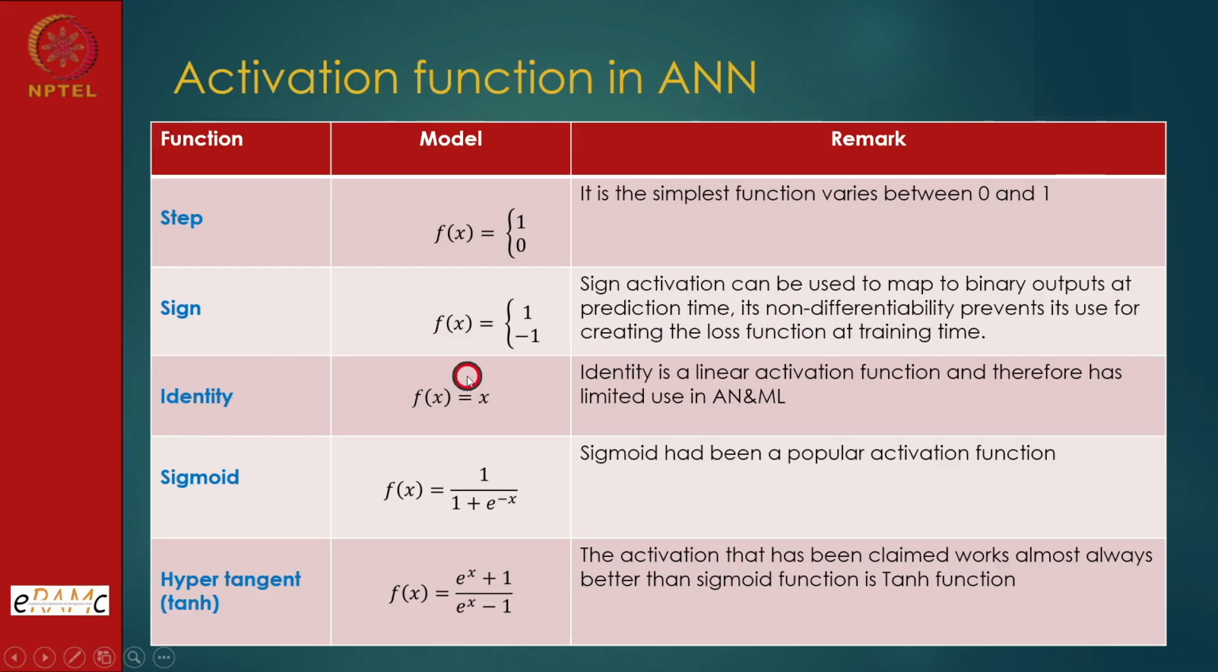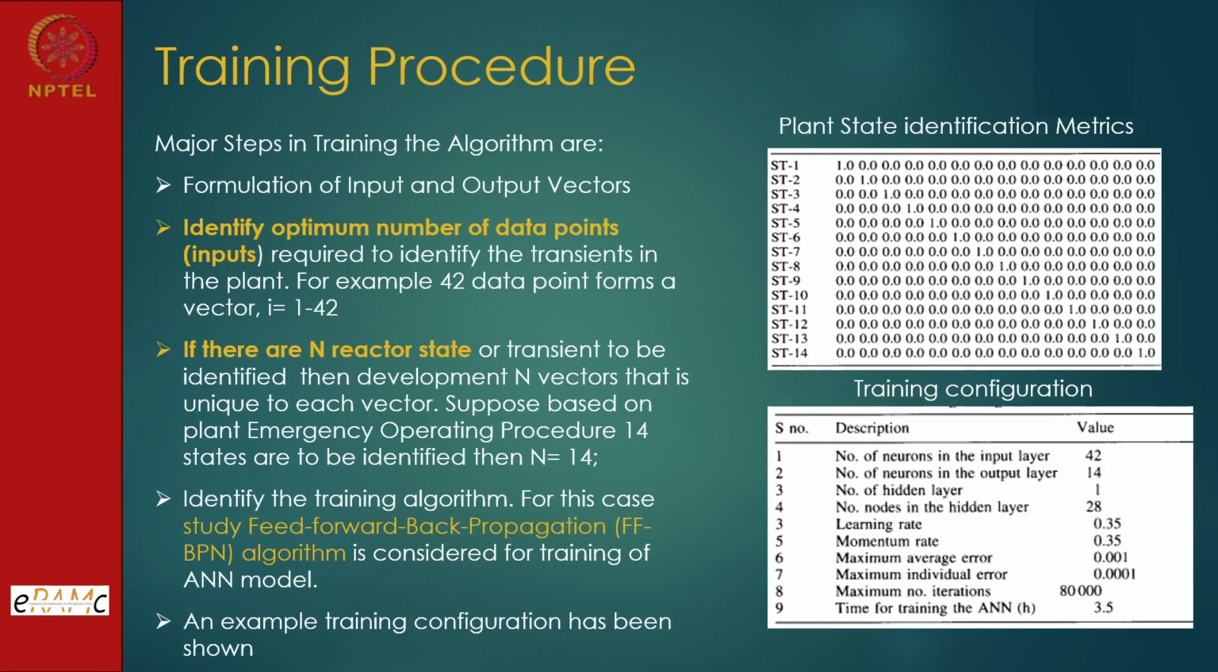Now the identity function, f(x) equals x. It is the simplest function that we can have, and this I told you is the sigmoid function. And now the hyperbolic tangent function is being used extensively. I would say it is a modified or translated form of the sigmoid. The activation function claimed to work almost always better than the sigmoid function is the tanh, the hyperbolic tangent function. There are many more functions you can just read.